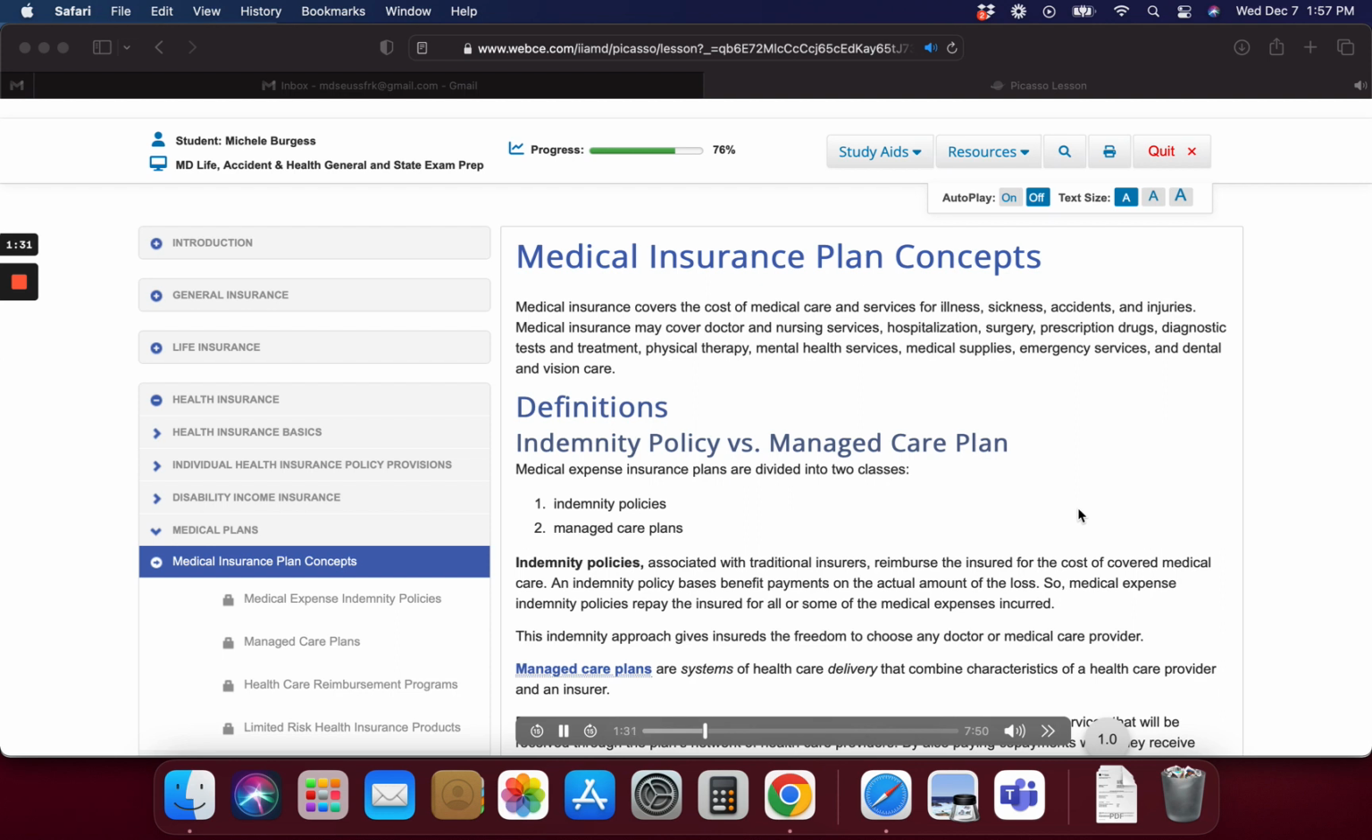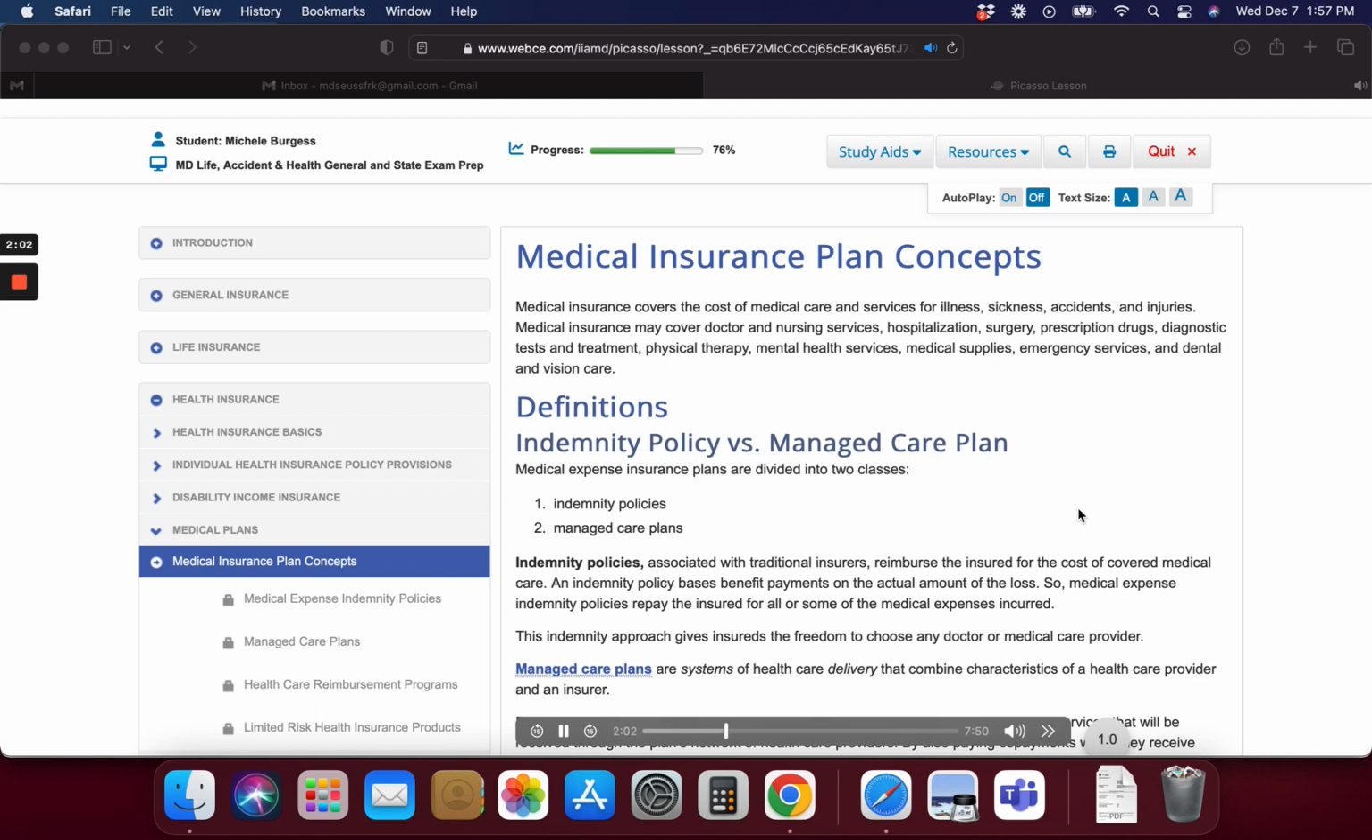Key point. An indemnity policy collects premiums from the insured and the insured pays for covered medical care. Then the insurer reimburses the insured for some or all of the cost of the care. In contrast, a managed care plan collects premiums from the insured and then pays for covered medical care. The insured may contribute a co-payment. Managed care providers include health maintenance organizations, HMOs, and preferred provider organizations, PPOs.